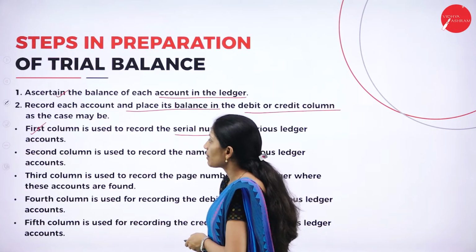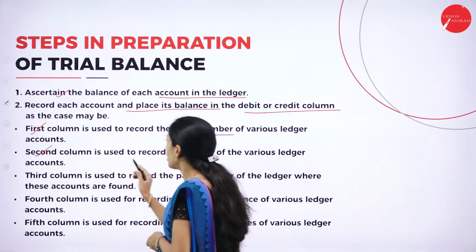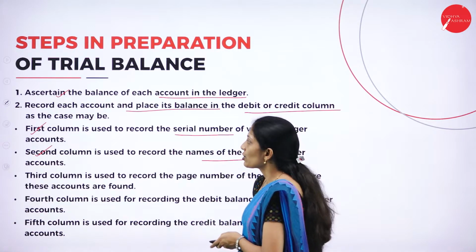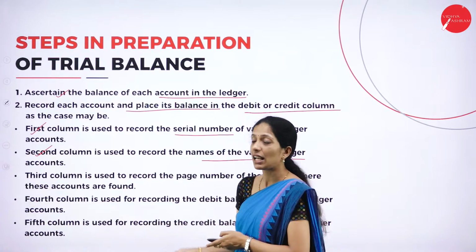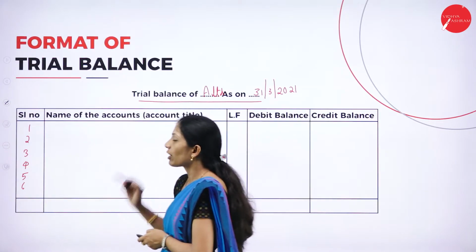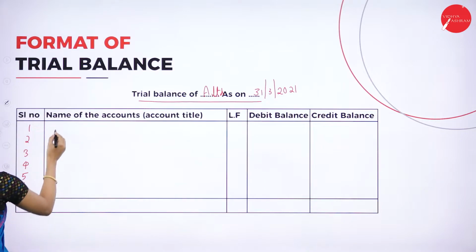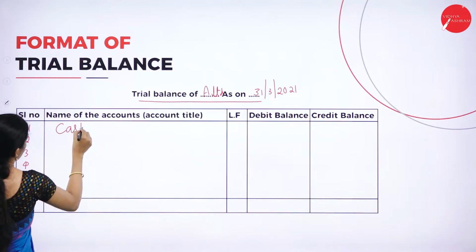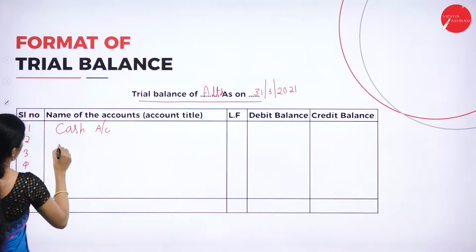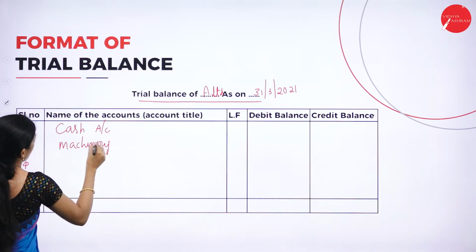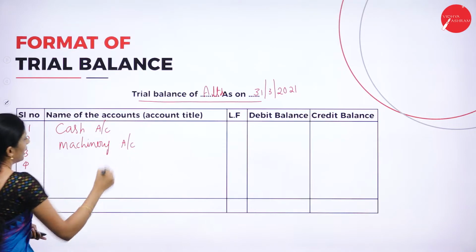And the second column is what? The second column is used to record the names of the various ledger accounts. As I told you, you can write the names of the various ledger accounts. For example, you can write cash account, machinery account. So for 1, you can write cash account. Next, machinery account for 2. Like that you have to write the name of the account.